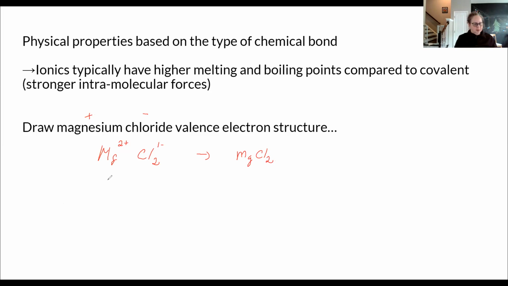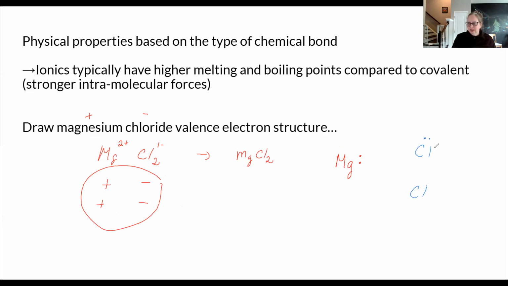Why is that? Because magnesium has 2 positives, so it takes 2 minus 1 chlorines for them to balance out to be that neutral compound. That is why the crisscross works. But now we're going to show it in a drawing form. Magnesium, 2 valence electrons. Chlorine, how many chlorines? 2 chlorines.